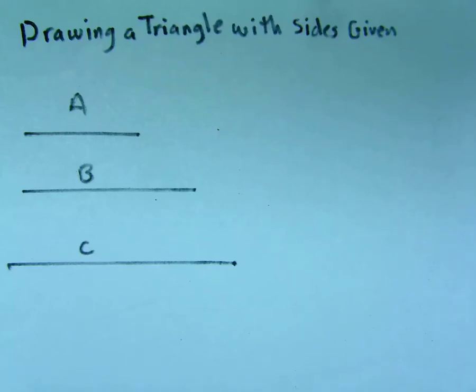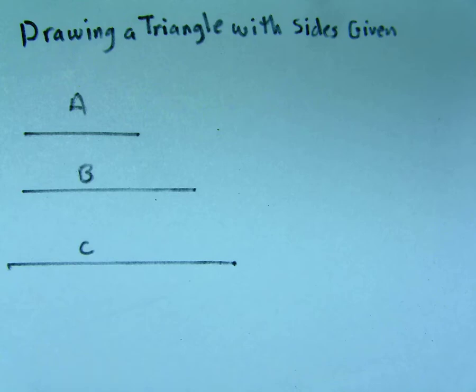Hello everyone, this is Engineer Hussam, and today the task is drawing a triangle with sides given. Here in this question you don't know the type of triangle, so you cannot assume that this is a right triangle or equilateral triangle or isosceles triangle or scalene triangle, so you need to figure out the angles by yourself.